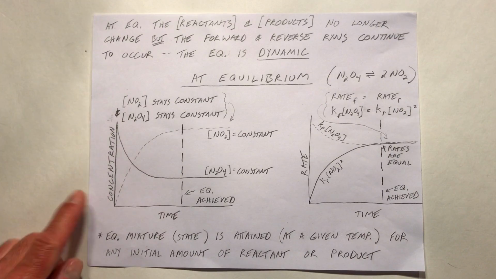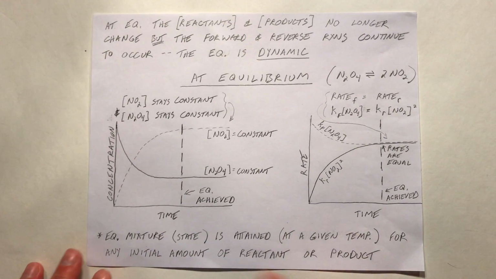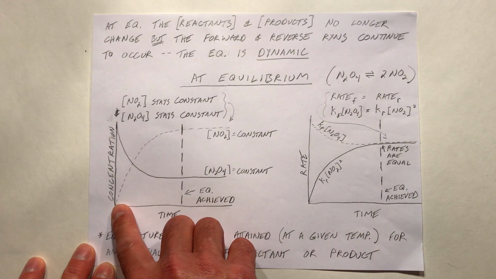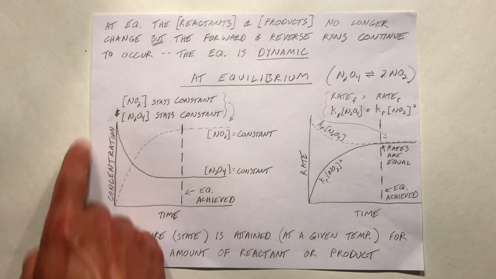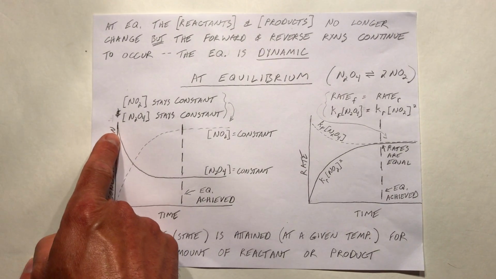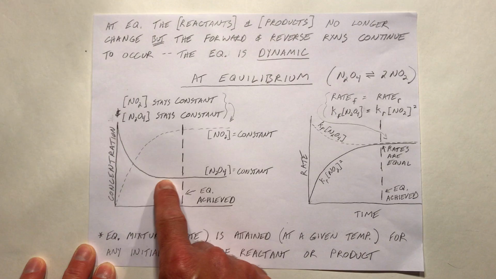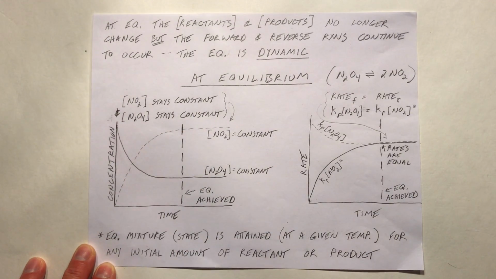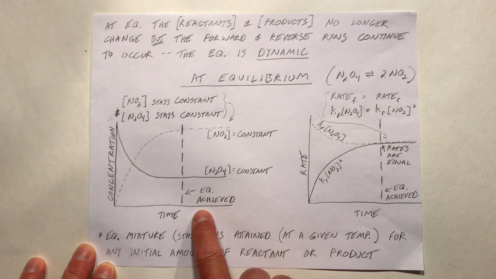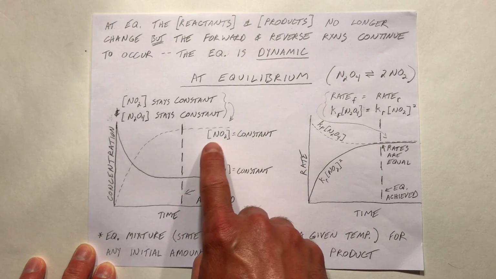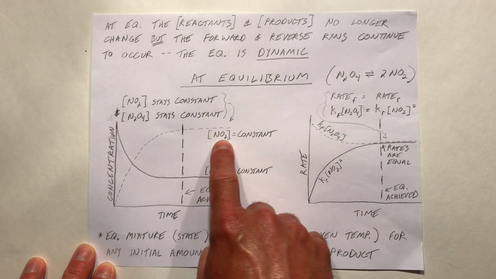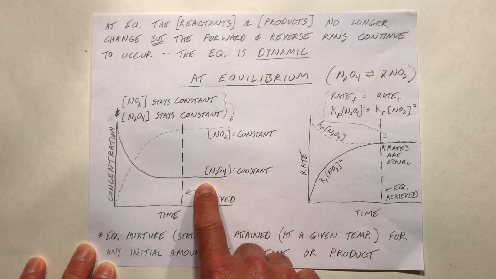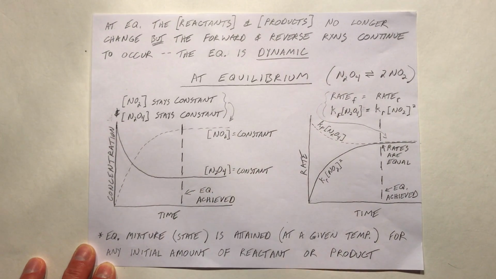If we graph out concentration versus time, where we start with zero amount of product and a certain concentration of reactant, we would see that the concentration of reactant would diminish as the reaction progresses, and the concentration of product would increase as the reaction progresses, and there would be a point where equilibrium is achieved, where the concentration of the product NO2 is constant and the concentration of the reactant N2O4 is constant.